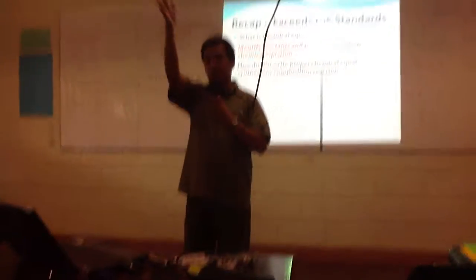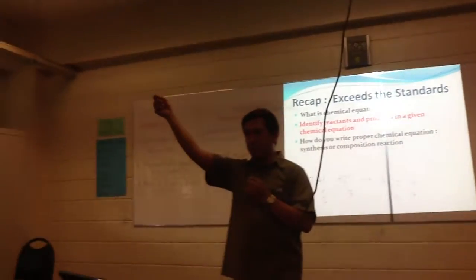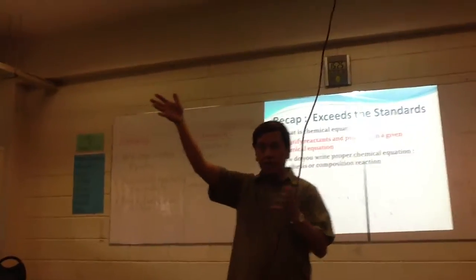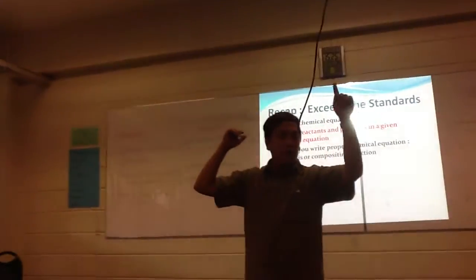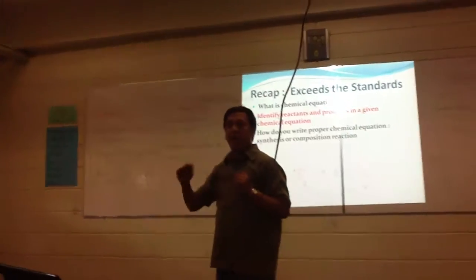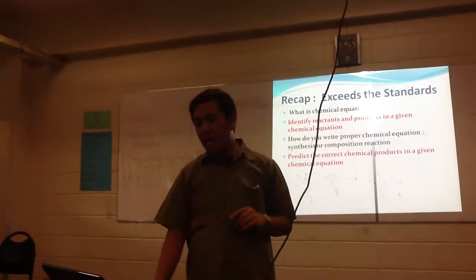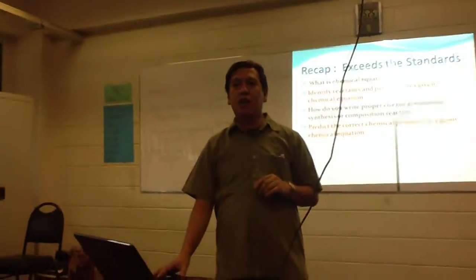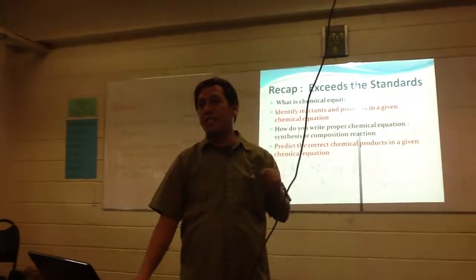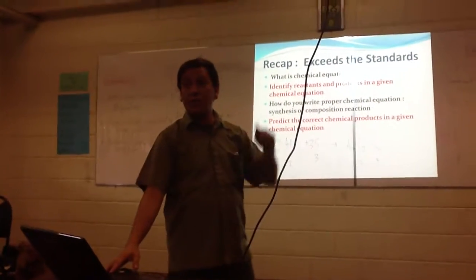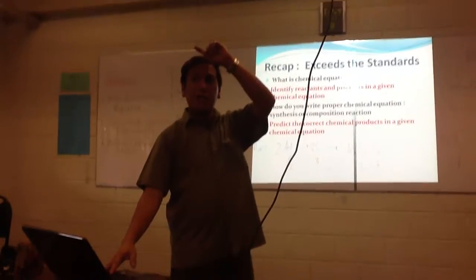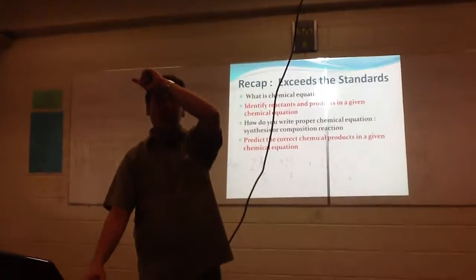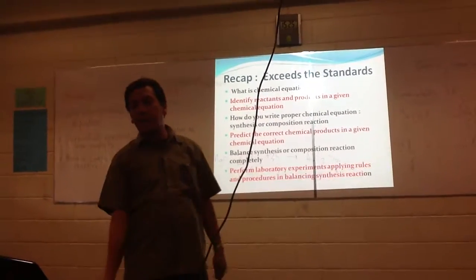There should be what? Oxidation numbers. Good. What else? Subscript. What else? Superscript. Okay, very good. And the most important, we have diatomic element. Okay, very good. Predict the correct chemical products given. How do we predict? Yes, Sam. Okay, there should be reactants, products, and a compound. Okay. Now, balance synthesis, the chemical reactions.